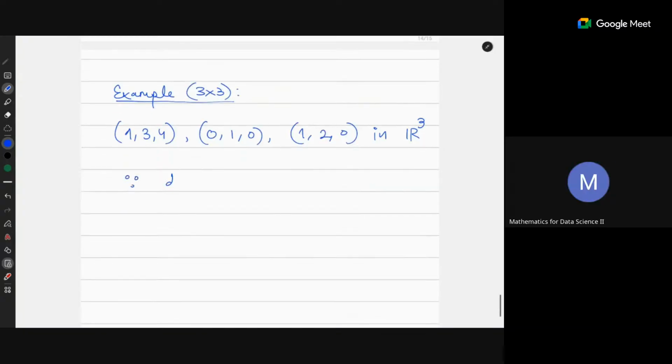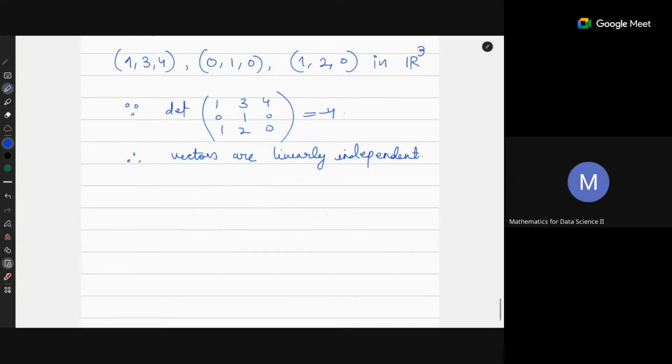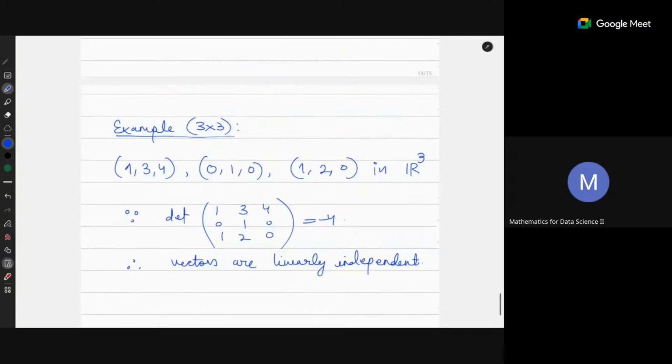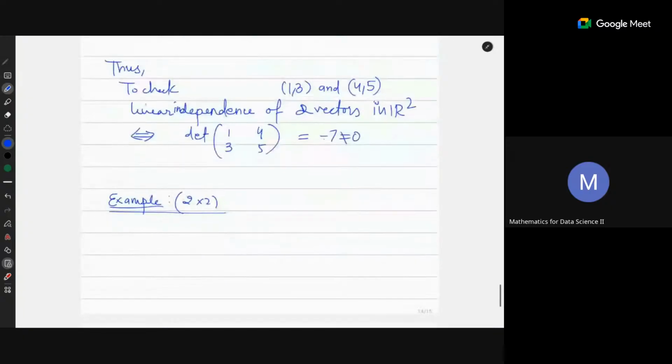Since the determinant of this matrix is -4, they are linearly independent. All right. So you can check.